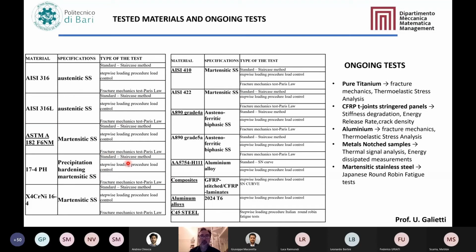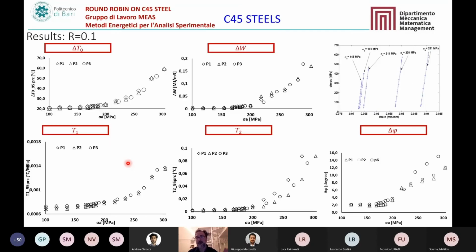We have been working with a lot of materials. Austenitic steels are very easy to monitor because basically they are chewing gum. They really have a huge plastic work, and so huge heat coming from it every cycle. But we have also worked a lot on martensitic steels, which have a much lower temperature variation, and aluminum and composite materials, and for all of them we got very good results. This is a comparison for C45 steel, and just an introduction to the use of double frequency temperature change for the SN curve.